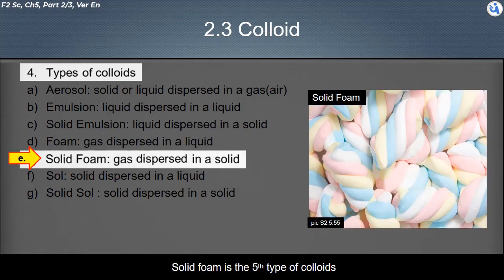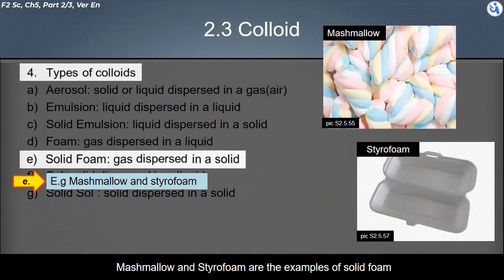Solid foam is the fifth type of colloids. Solid foam is a mixture of a gas dispersed evenly in a solid. Marshmallow and styrofoam are examples of solid foam.